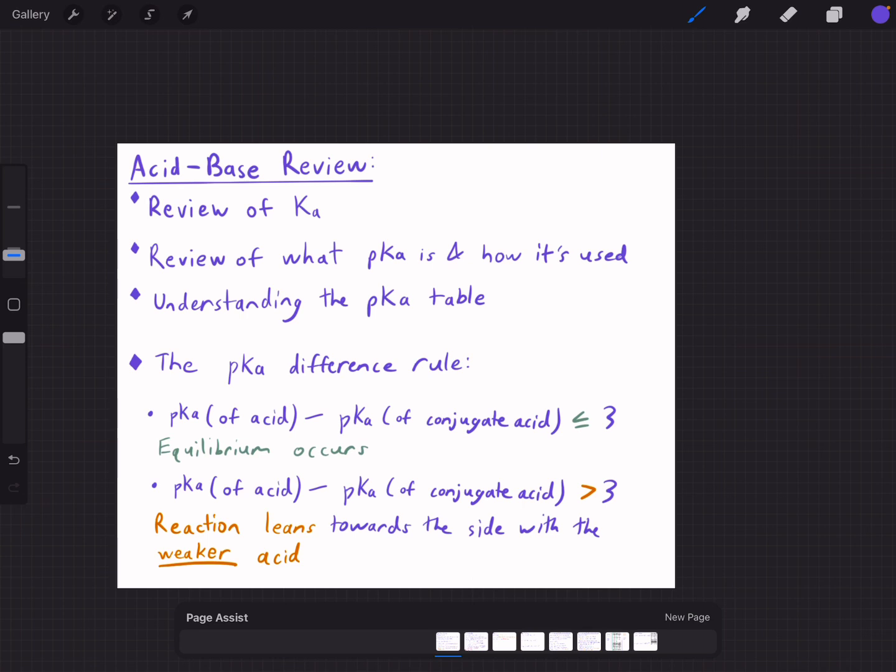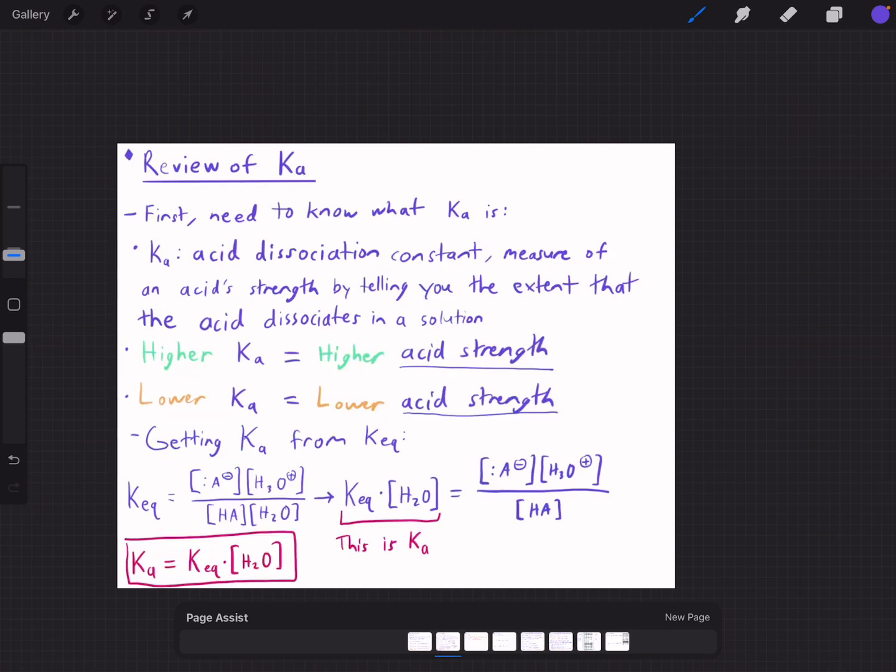There's also the very important pK difference rule. This is how you can tell if it's going to be in equilibrium for a reaction or if the reaction is going to lean towards a different side, which remember, that side will always be the weaker acid. A weaker acid is more stable. We prefer stability in organic chemistry. Chemistry likes stability. So let's start with review of Ka.